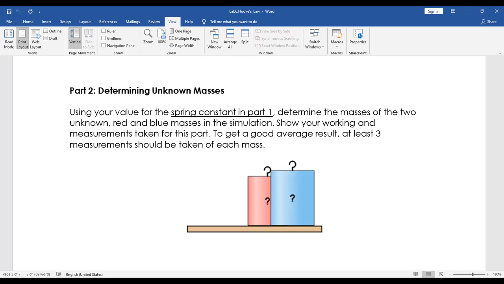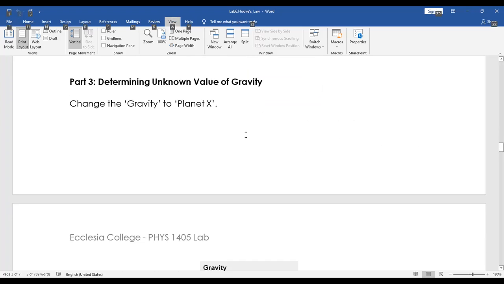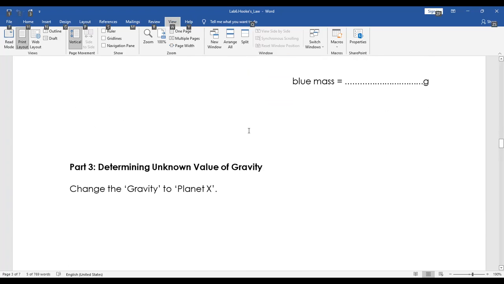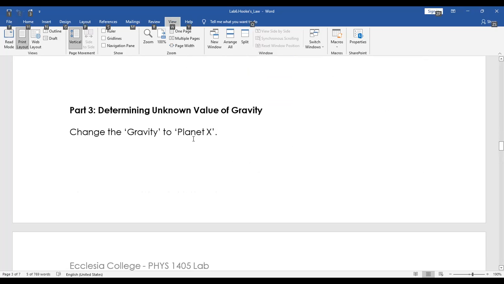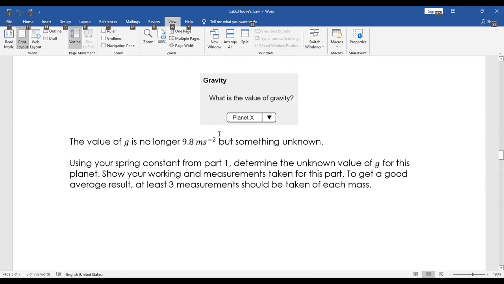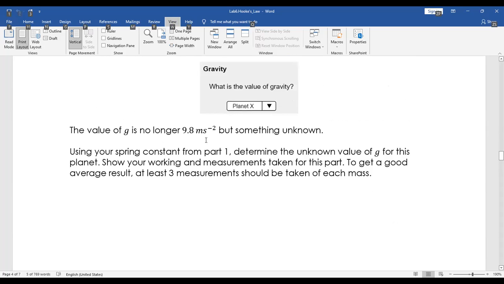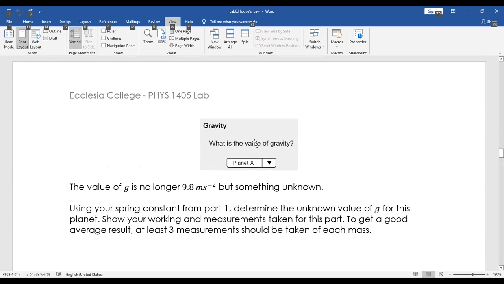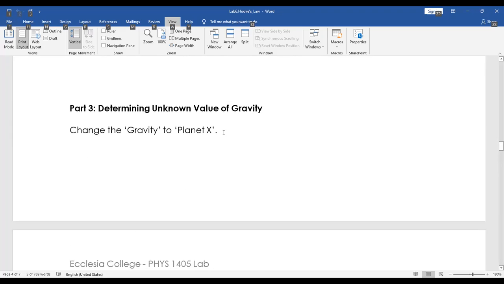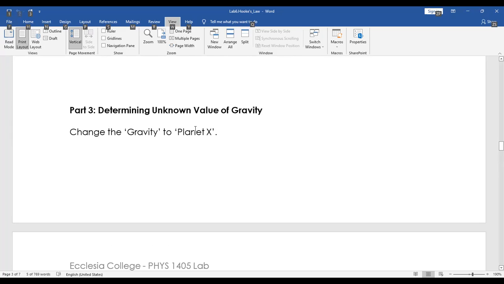And then what about part 2, 3? Gravity on planet X. Okay, we have to choose gravity. We usually use 9.8, but if we choose planet X, the gravity depends on which planet. If a planet is really big and heavy, then the acceleration due to gravity is higher than 9.8 meter per second squared.